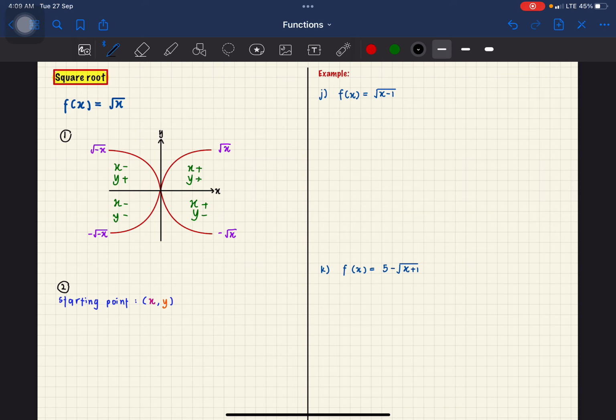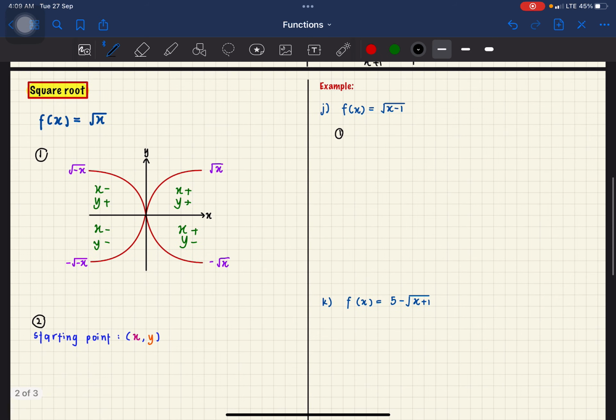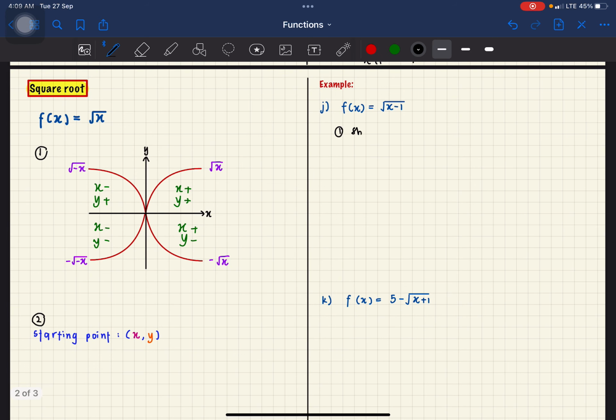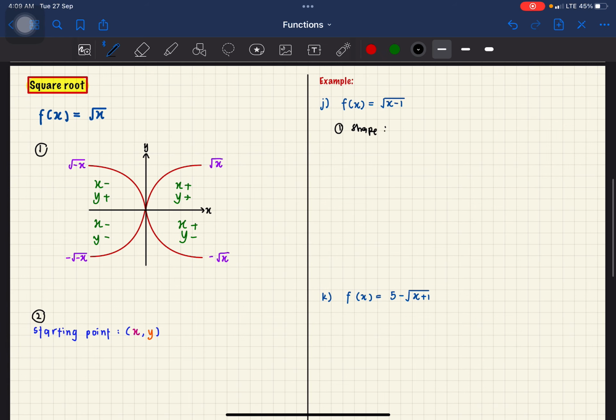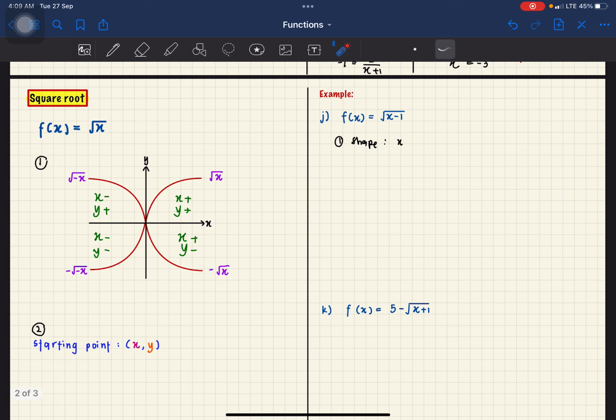So example pertama, we have f(x) is equal to square root of x minus 1. Okay, so kita pergi kepada shape dulu. So number 1, the first step is going to be identify the shape. Okay, so what I love to do is, saya akan tulis x dulu. So x awak nak tengok dekat dalam square root, inside the square root, okay, in front of x, ada tak any symbol positive or negative? There's no symbol kan? So bila tak ada simbol, maksudnya x awak positif.